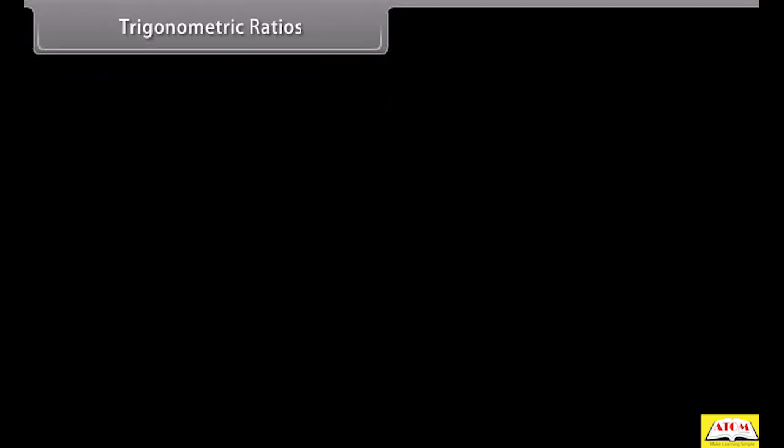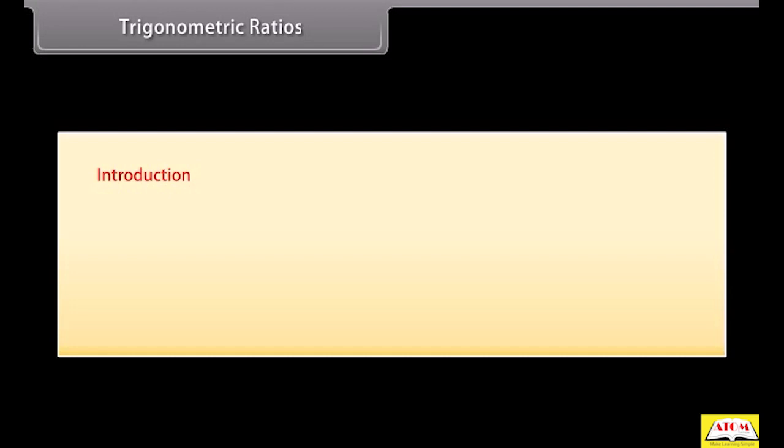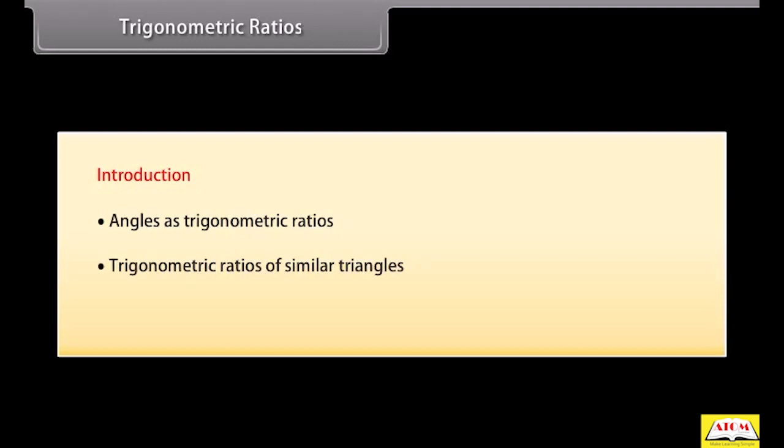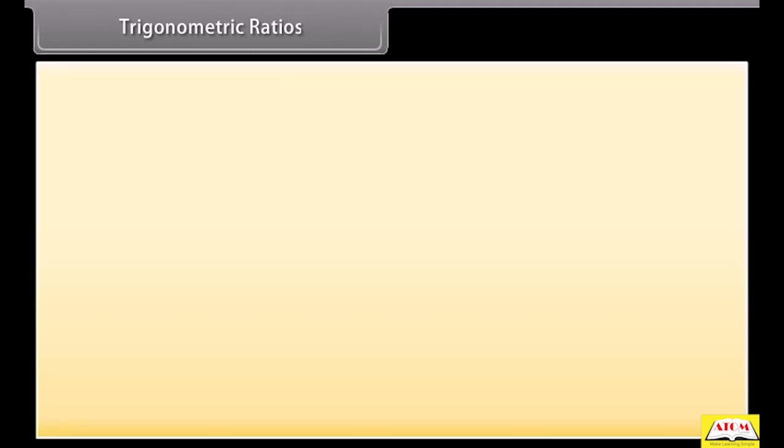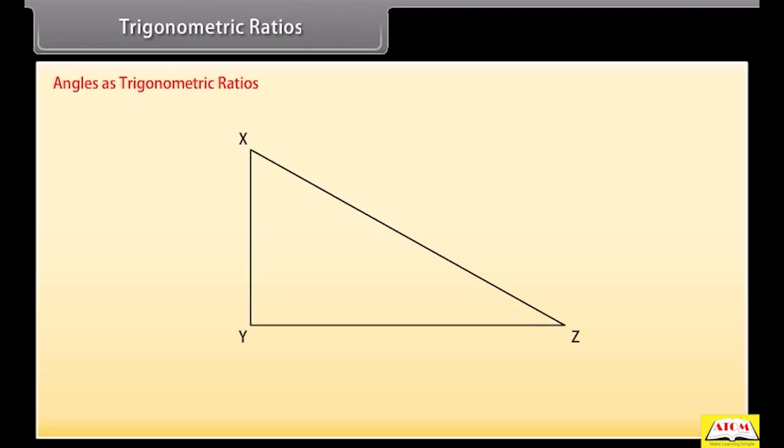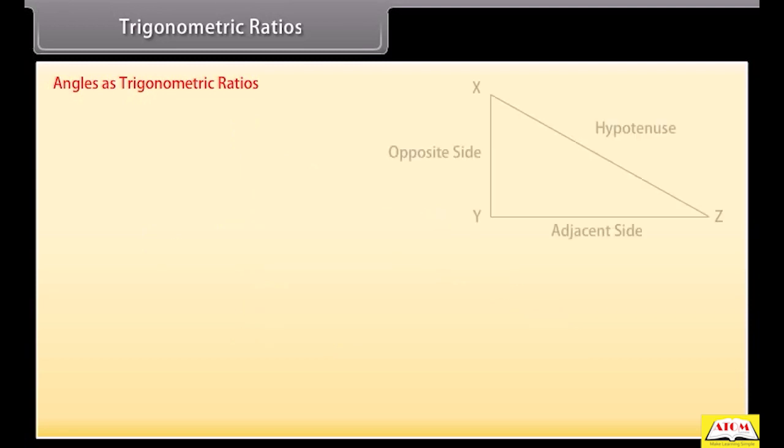Trigonometric ratios. Let us begin our introduction to trigonometry with trigonometric ratios. We will express the angles as trigonometric ratios, compare trigonometric ratios of similar triangles, and solve examples. Angles as trigonometric ratios. Look at triangle XYZ, right angled at Y. Angles X and Z are both acute. XY is the side opposite to angle Z. YZ is the side adjacent to angle Z. XZ is the hypotenuse.